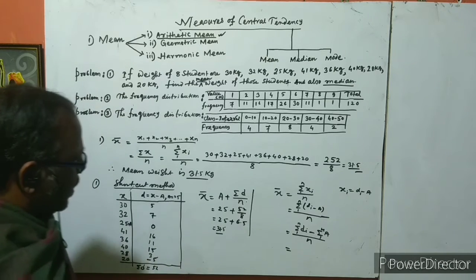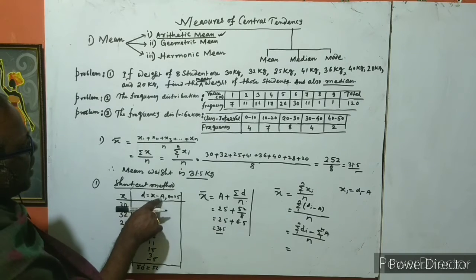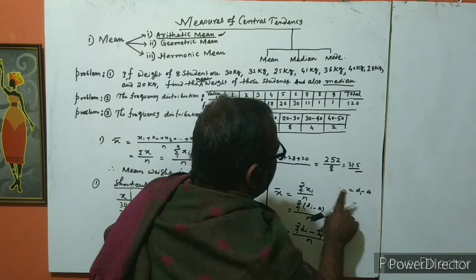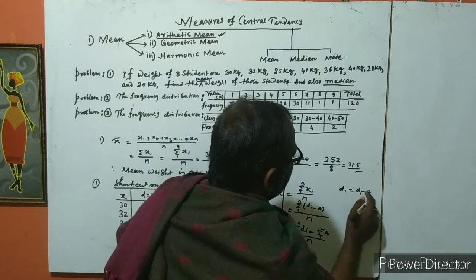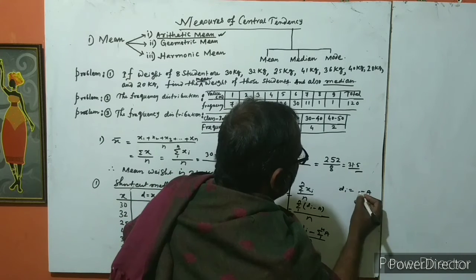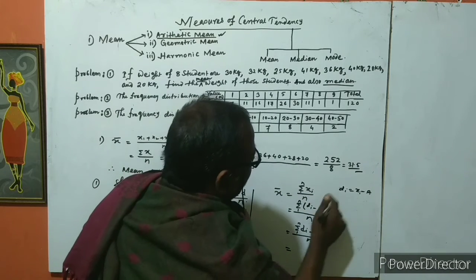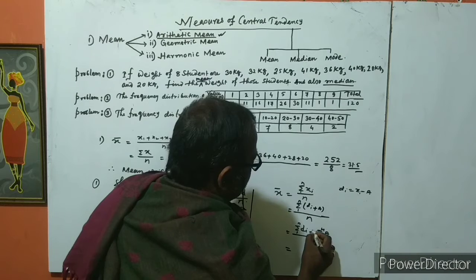Okay, I am making a mistake. D is equal to x minus a. So here is D. So xi is equal to a plus d. Sorry, there is a plus.